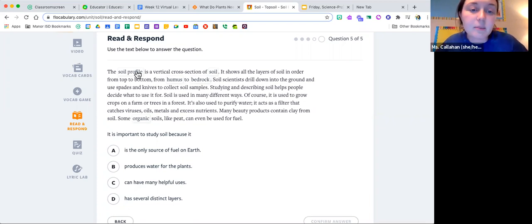So it says it is important to study soil because A, it is the only source of fuel on the earth. B, produces water for the plants. C, can have many helpful uses. Or D, has several distinct layers.